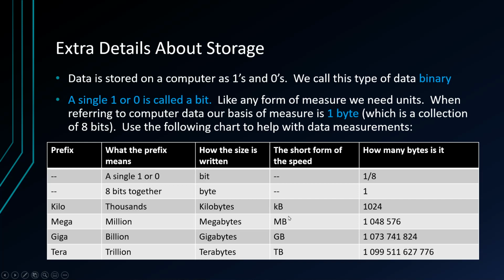Okay? So a mega means a million, so it's about 1 million bytes. Gigabyte is about 1 billion bytes. Terabyte is about 1 trillion bytes. A little bit more than that. So you notice we have kilobyte, megabyte, gigabyte, and terabyte. There are no short forms for bit and byte.